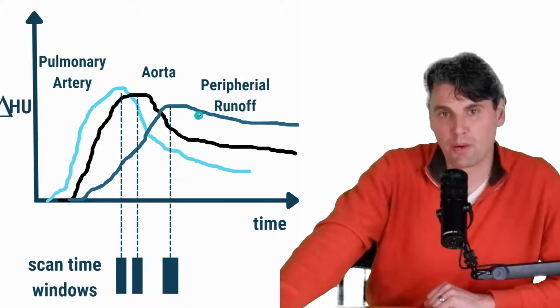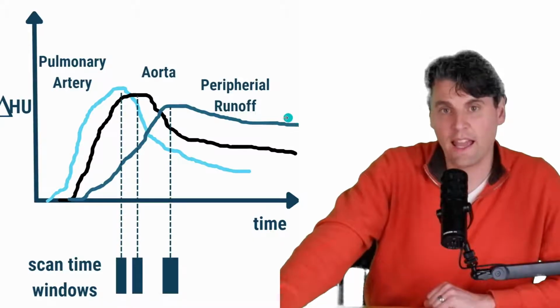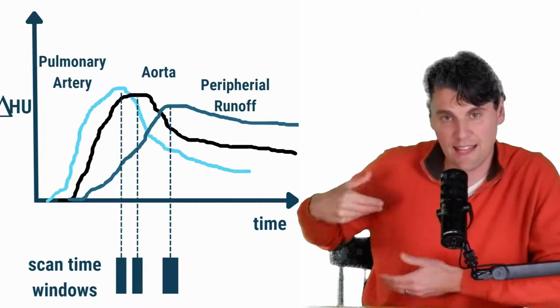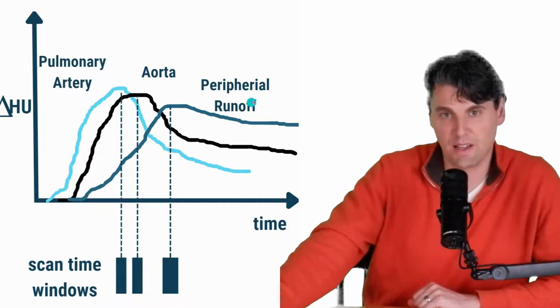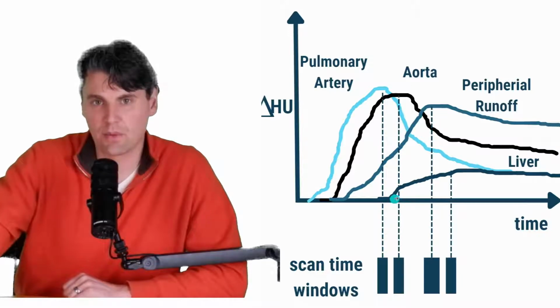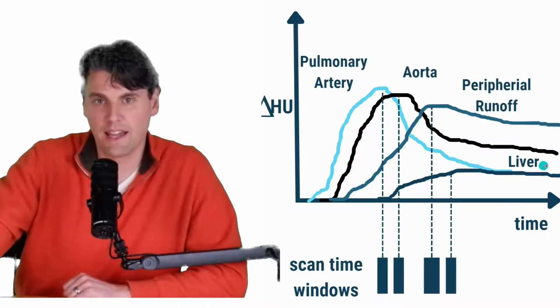Next would be your peripheral runoffs. So the peripheral runoff is going to have a slower decline here, and is going to be a longer scan because of the length of the scanning that has to be accomplished. And then after that, you could look at the liver. You can see this is what the liver curve looks like. Again, it's a little bit flatter as we're using a little bit more of a slow injection here.